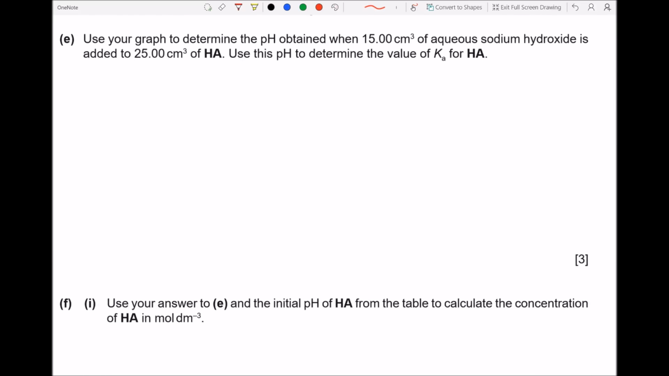Okay, so E. E says use your graph to determine the pH obtained when 15 centimeters cubed of aqueous sodium hydroxide is added to 25 centimeters cubed of HA. Use this pH to determine the value of Ka for HA. Now this is really useful. I'm going to show you this neat trick, I suppose, to make sure that you can get this right. And actually, you don't need to use the full Ka expression to work this out.